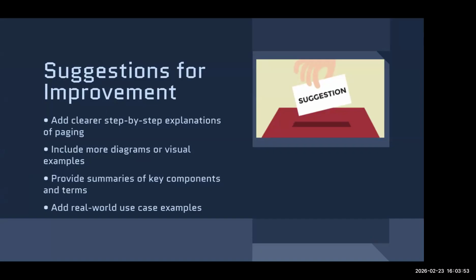There are a few ways the paper itself could be improved. Some of the paging mechanisms are described at a very low level, so adding a clear step-by-step explanation would make the process easier to follow. The paper could also include more diagrams or visual examples to illustrate how eviction and loading work. Providing short summaries of key components and terminology would help the readers keep track of the many concepts that have been introduced. And finally, including real-world use case examples would make the material easier to connect to practical applications.